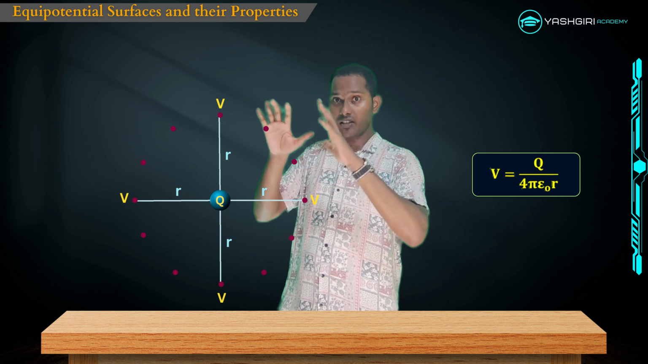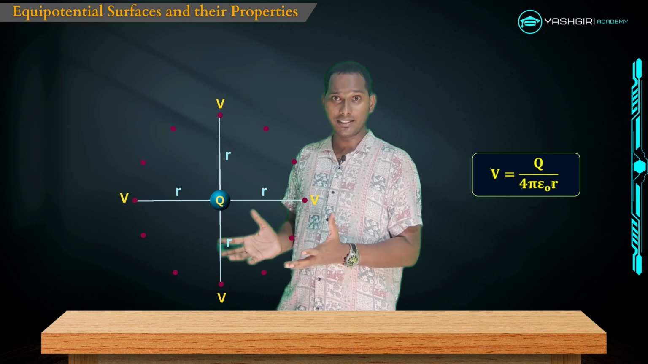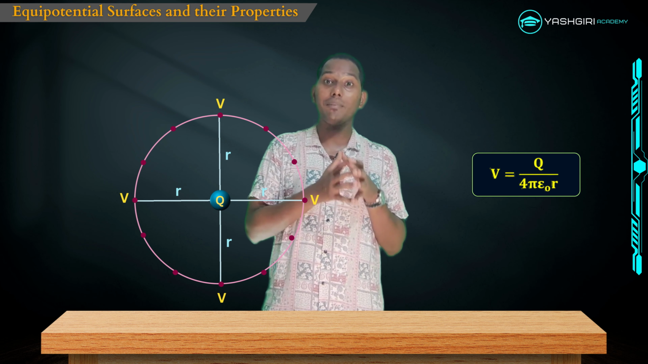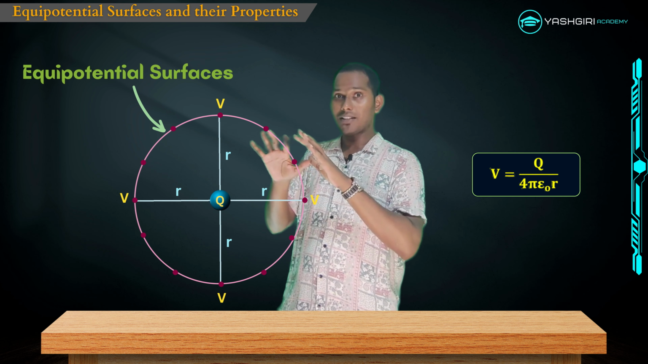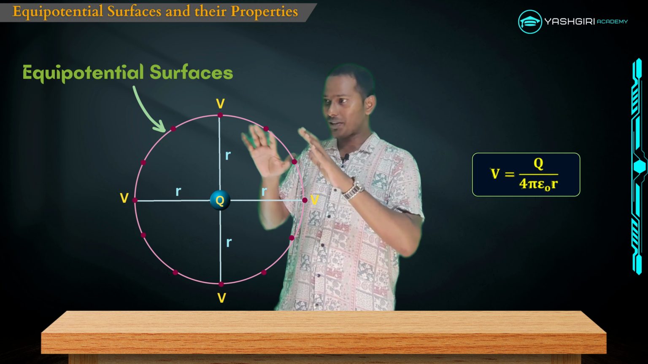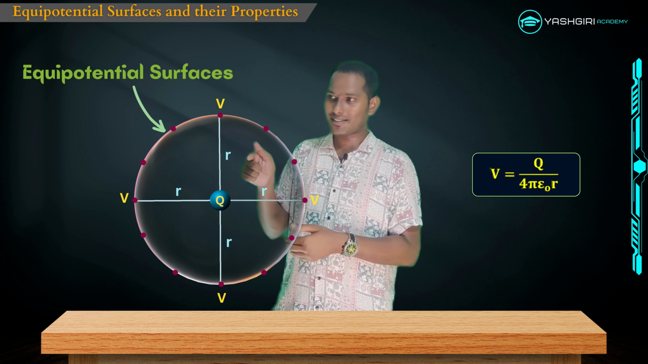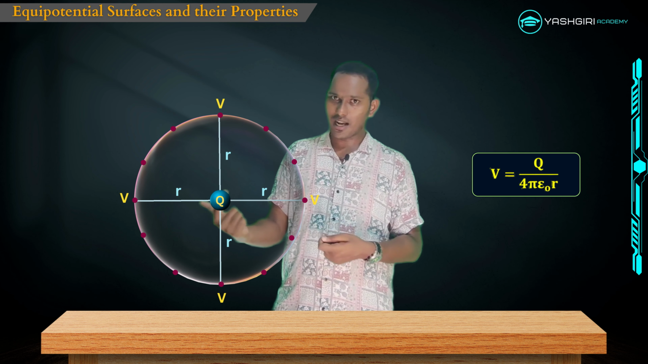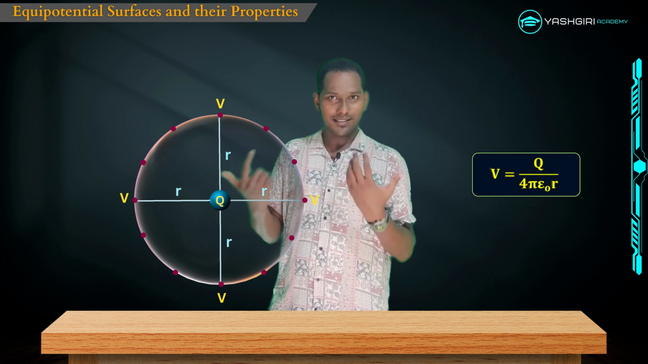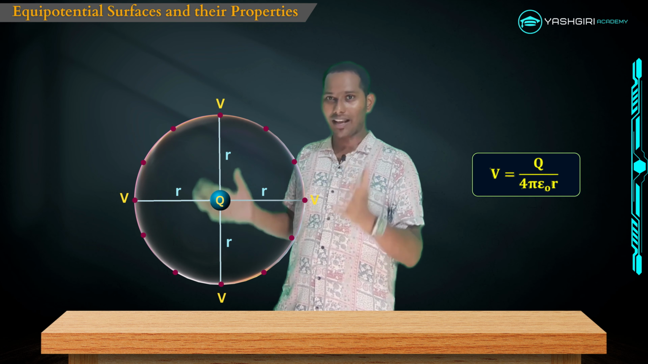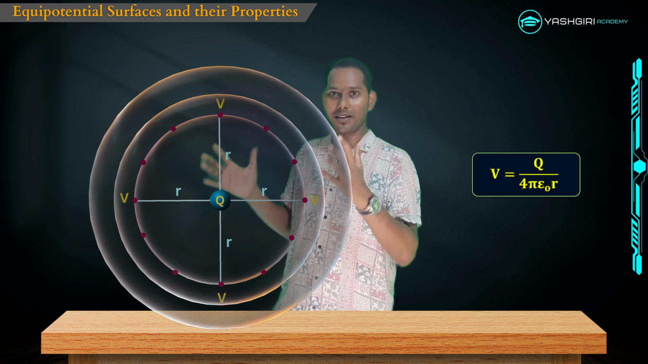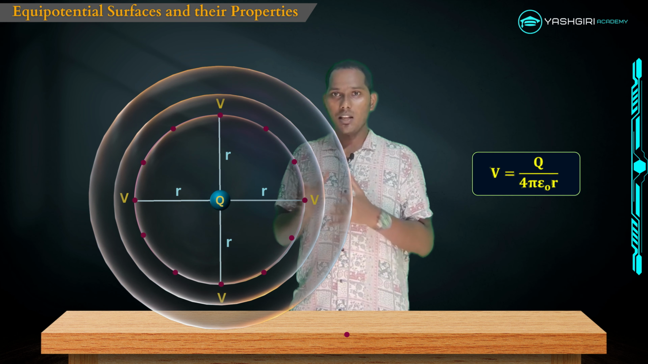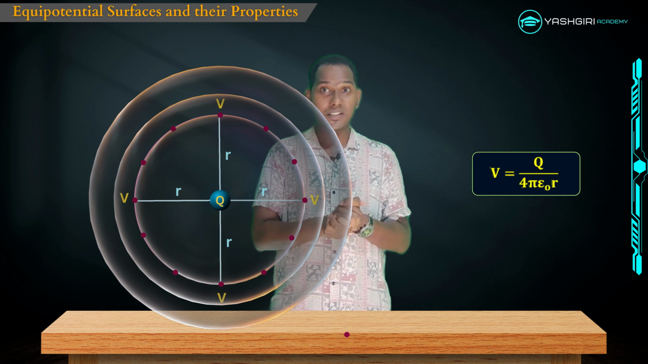Now if you connect all these points, you will get a surface which we will call an equipotential surface. You can imagine this in 3D, guys, as a spherical shell whose center lies at the center of the point charge. Since, as r increases, potential decreases, you can imagine there are n number of such concentric spherical shells whose center lies at the center of the point charge. Again, students, it is very easy to understand.